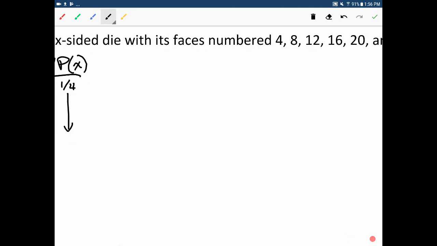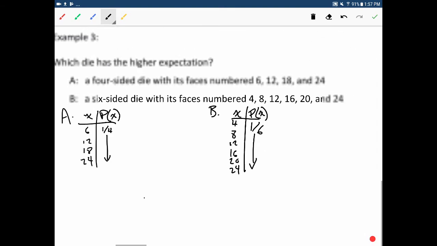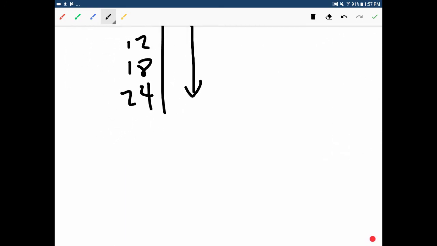Then we'll go over here and do B. Same idea, except this time we've got 4, 8, 12, 16, 20, and 24. Again it's a uniform distribution, so everything is equally likely. This time there are 6 possible sides, so the probability of each is 1 out of 6. All right, so let's do A first and find out the expected value, because this one is going to be faster since it's shorter.